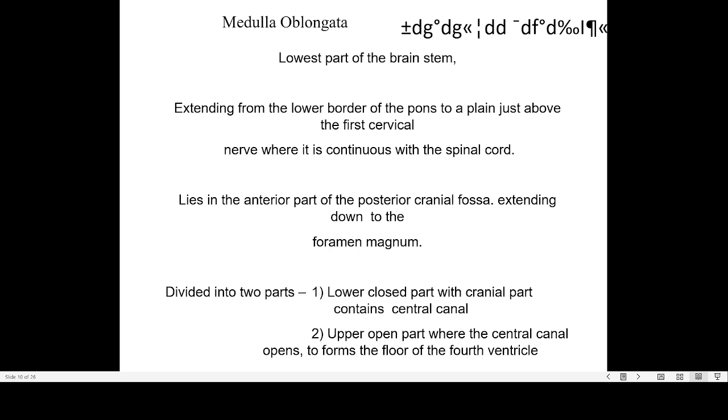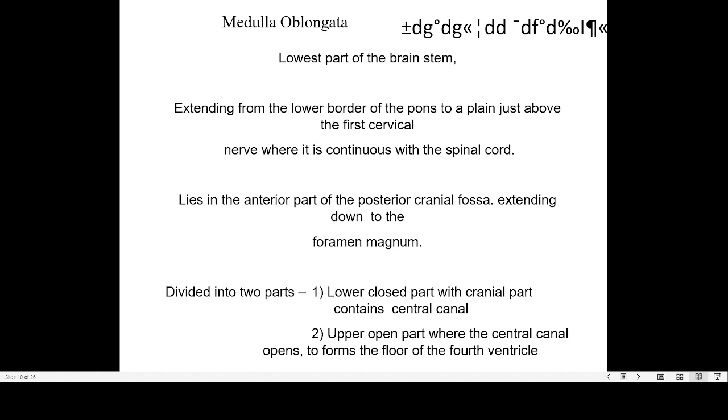The medulla oblongata is the lowest part of the brain stem. It extends from the lower border of the pons to the plane just above the first cervical vertebra. That means up to the foramen magnum, which is an opening in the occipital bone.